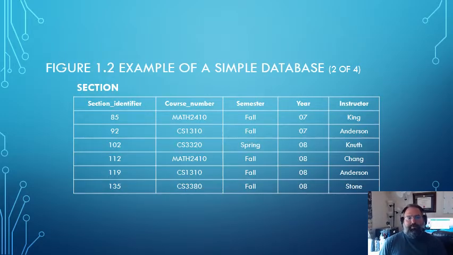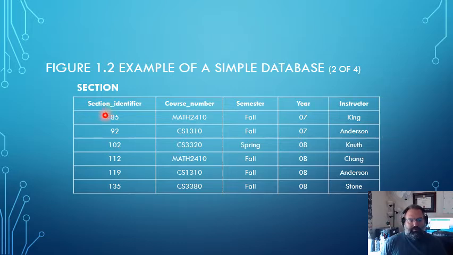Here's an example of this simple database that we talked about. Generally speaking, when we talk about data, it's going to be represented in a tabular fashion, and that's what this is: a grid where you've got the columns, which are the attributes of interest, and then each one of the rows is a record that exists within that column.